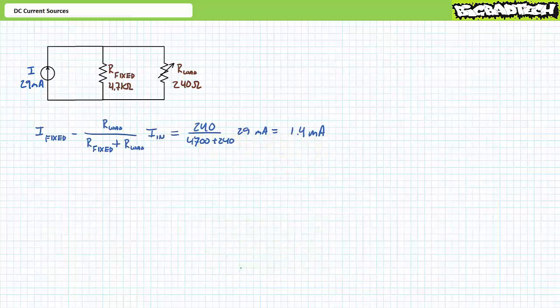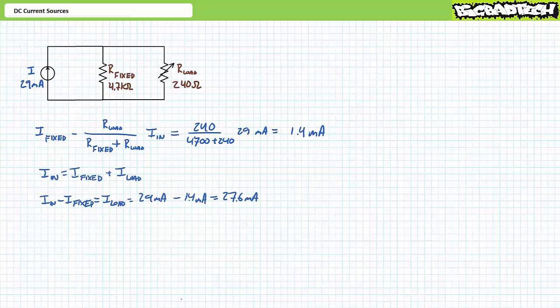The DC current divider rule set up to solve for the current through the fixed resistor is equal to the resistance of the element not of interest, in this case, the variable load resistor, divided by the summation of these resistances, fixed plus load, times the incoming current, in this case 29 milliamperes. Substituting our given values yields current through the fixed resistor to be 1.4 milliamperes.